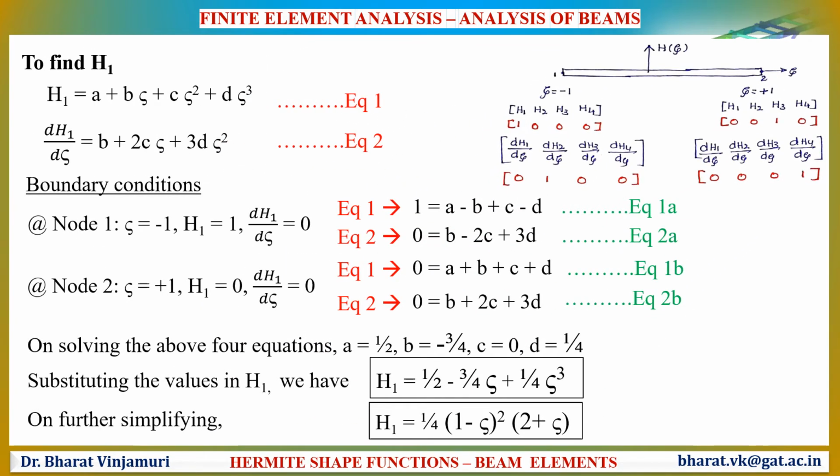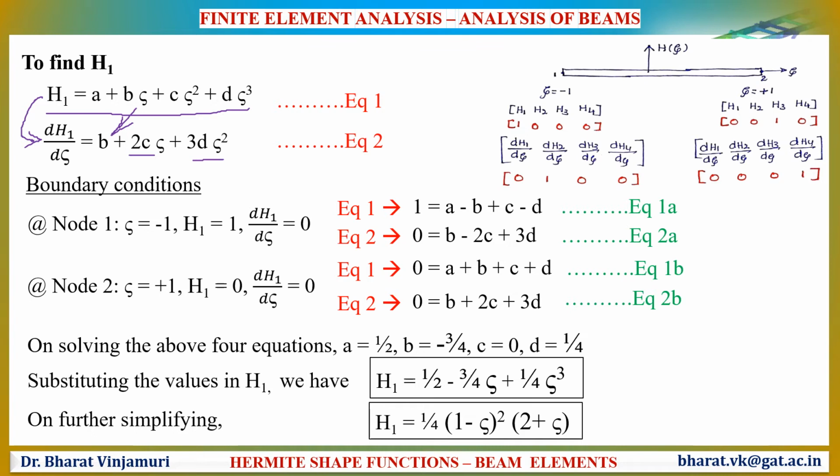To find the first shape function, let h1 is equal to a plus b zeta plus c zeta square plus d zeta cube. Let it be equation 1, and its first derivative, since a is a constant, is missing here, and b zeta will be only b. c zeta square will become 2c zeta, and d zeta cube will become 3d zeta square. Using these boundary conditions, we will try to find the values of the coefficients a, b, c and d.